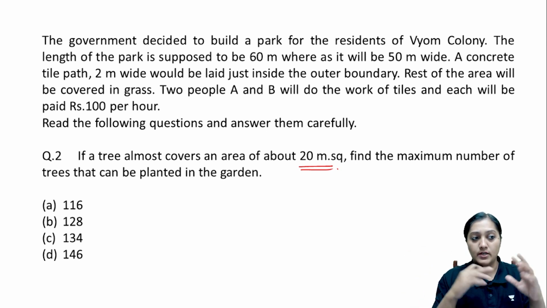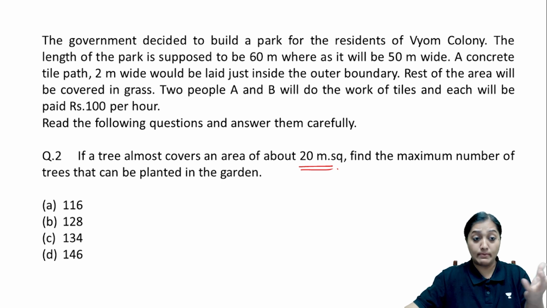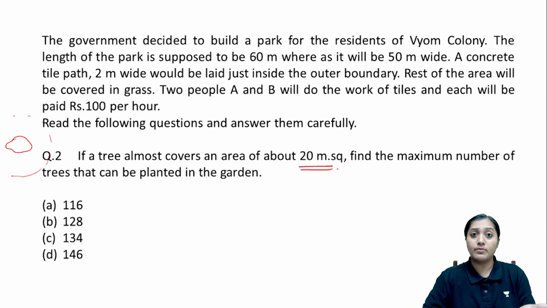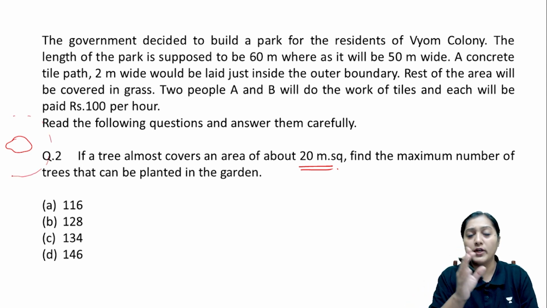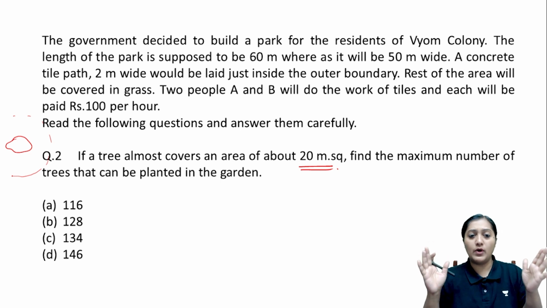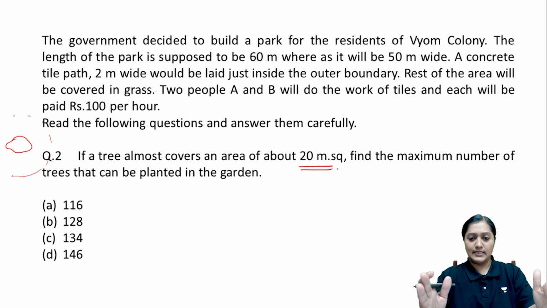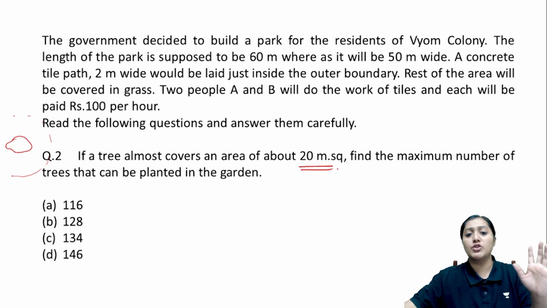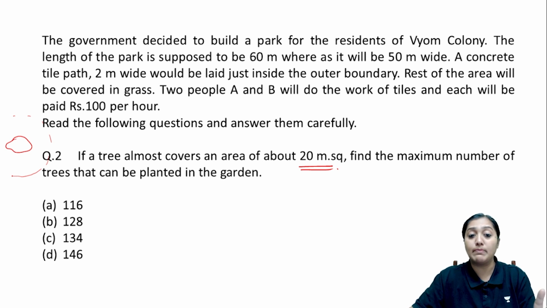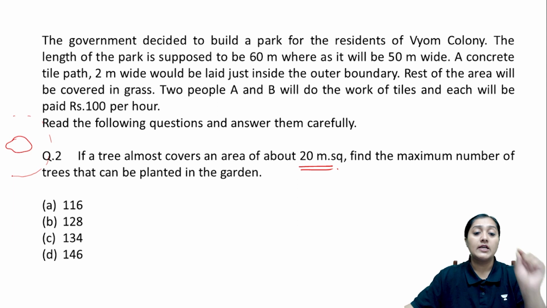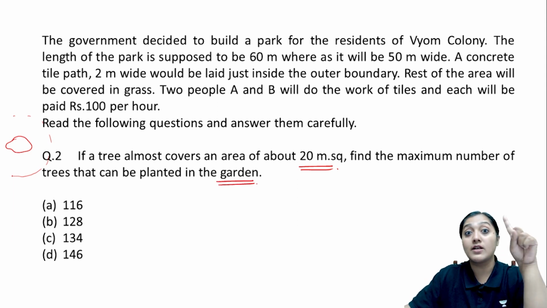वो तो ट्री का एरिया तो अगर हम नीचे देखें तो trunk is covering around this much area. ट्री की शैडो कंसिडर करें तो कुछ राउंड में इतना एरिया आ रहा होगा. डोंट गो इनटू टेक्निकलिटीज. आपको एक मोटा मोटा नंबर दे रखा है कि यार if a tree is almost covering an area of about 20 meter square, you have to find the number of trees that can be planted in the garden.